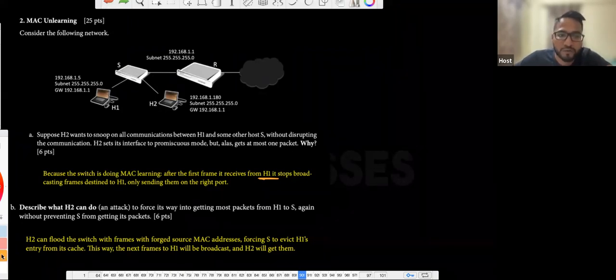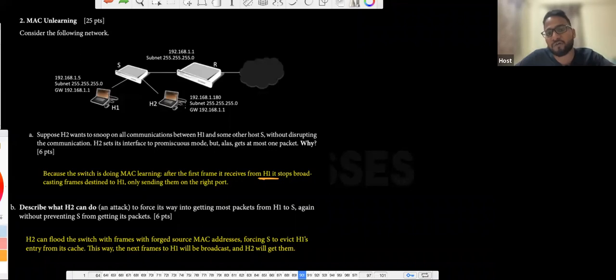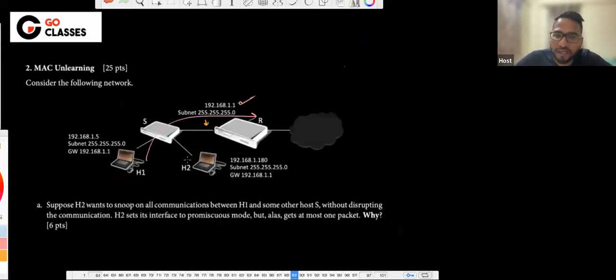So what is the next question? Describe what H2 can do on attack. Suppose that H2 wants to attack in this network, and they are asking what kind of attack H2 can do to force that it gets most packets from H1 to S. So H2 wants to do some attack.